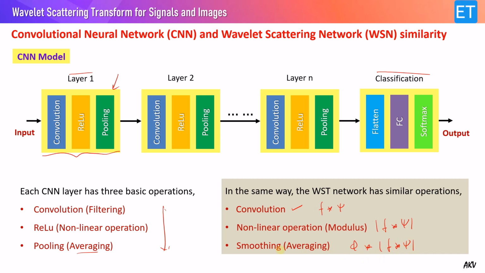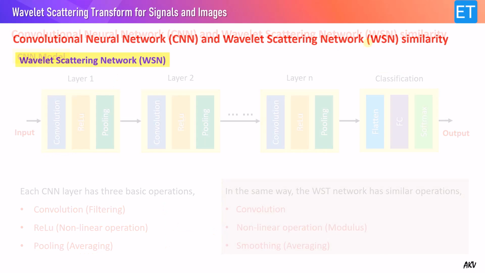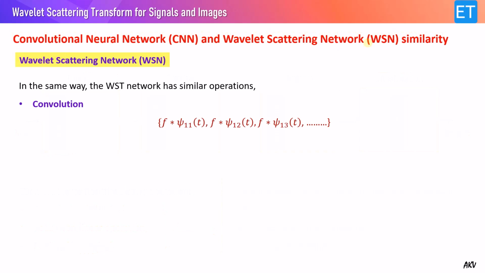Okay, so that is the smoothing or averaging. The same set of operations are also performed in the wavelet scattering network. So that is the similarity between CNN and WSN, wavelet scattering network. Here we can see in detail.